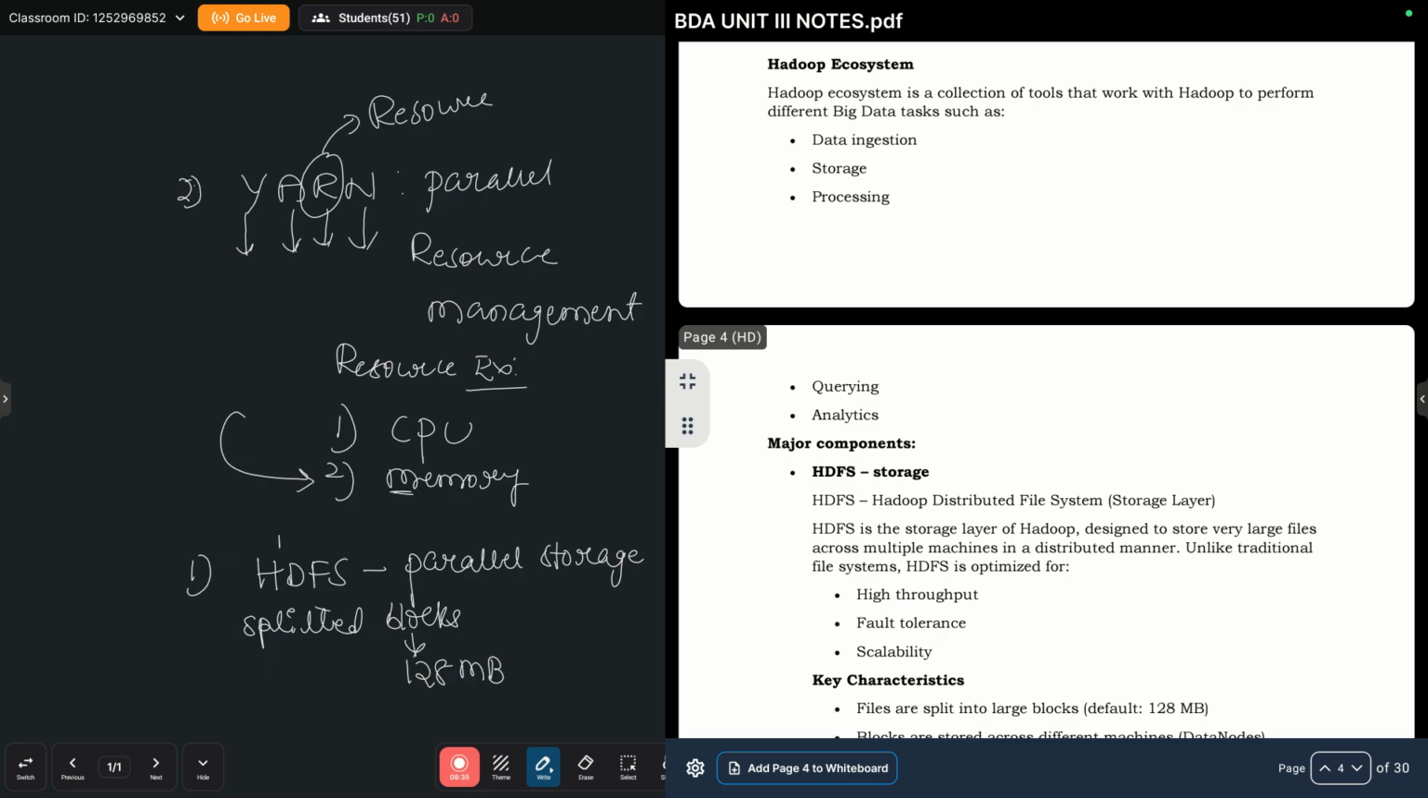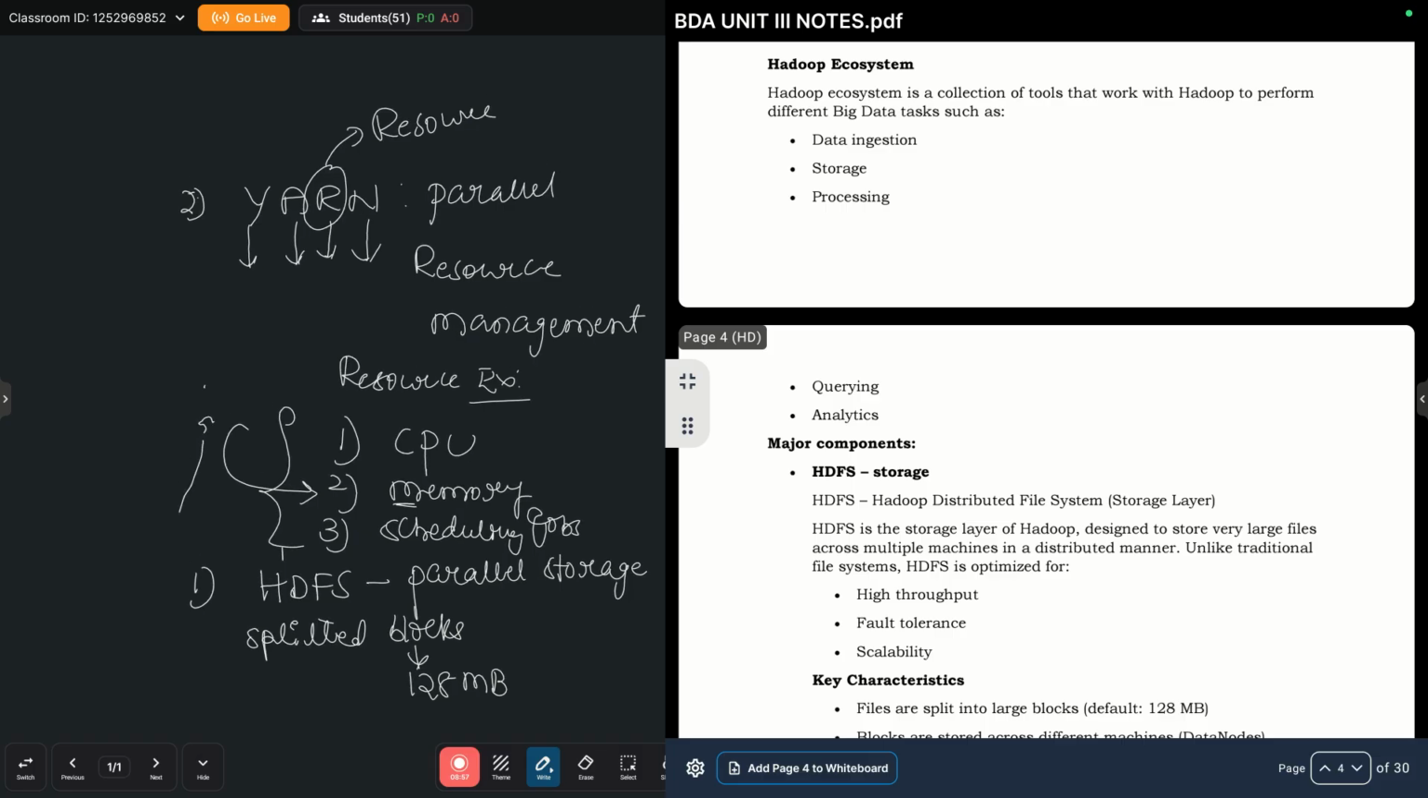Okay, right. So next, third one, scheduling of jobs. So all these are managed by, right, who will manage all these tasks? By using YARN. So that is the reason we call it parallel resource management. Okay, right. So what is the next component?